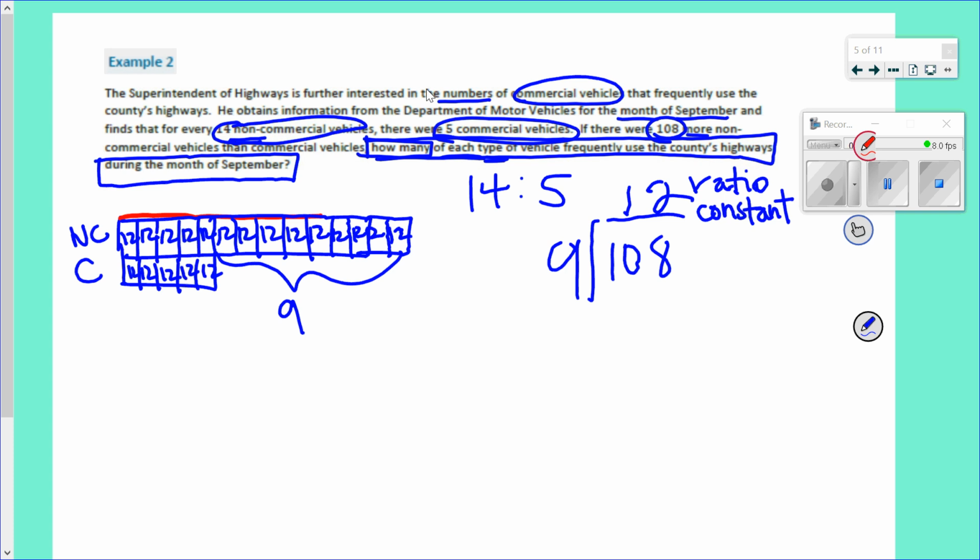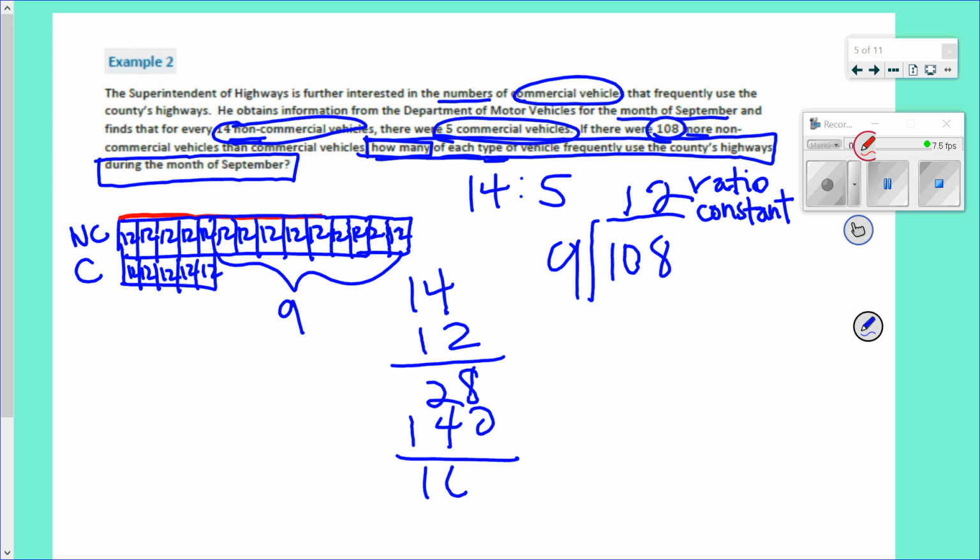So, what's the top row? 14 times 12. What is it? 168. Good. And then the bottom row? 60. Okay? Am I finished?